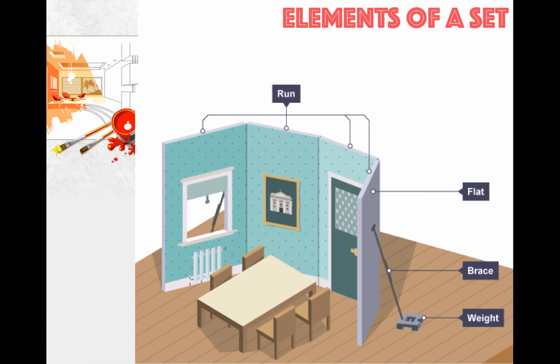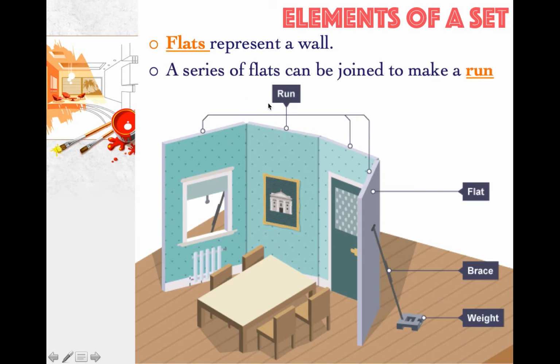Right, the next one we're going to look at is flats. Flats is just a word basically for a wall. It represents a wall. And then a series of flats will come together to make a run. So you see here, this thing here is a flat, and you have 1, 2, 3, 4 flats come together to make a run. And what will happen is that you'll have to brace it up with some way so that it can actually stand up.